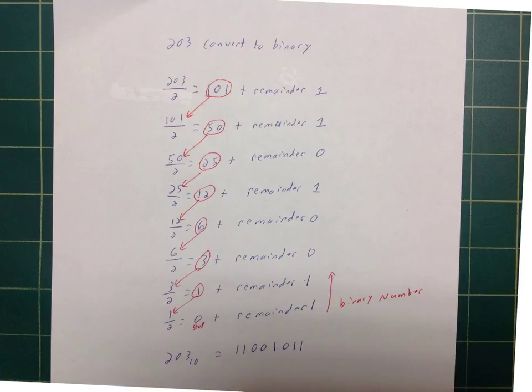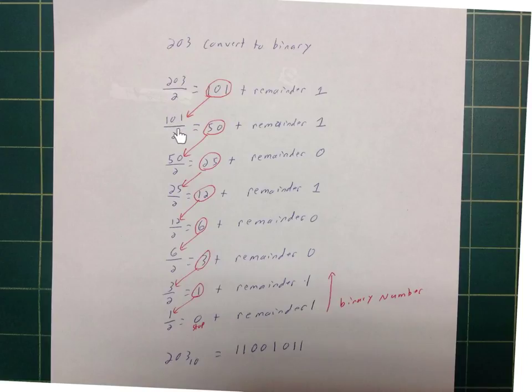So I saw your question where you want to convert 203 from decimal to binary. One way to do this is just to repeatedly divide by 2 and identify the remainder. If you take 203 and divide that by 2, that's 101 with a remainder of 1. The remainder will always be 1 or 0 since we're converting to binary, or we're dividing by 2.